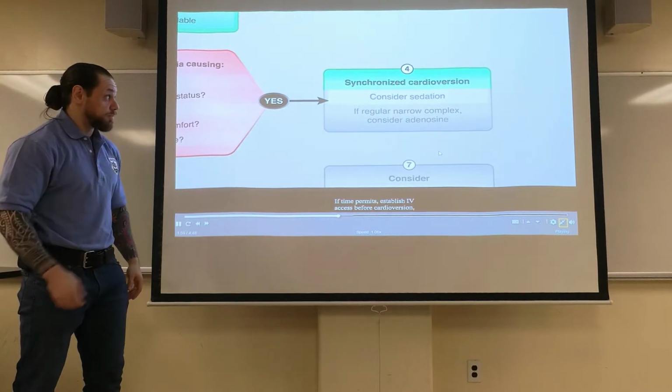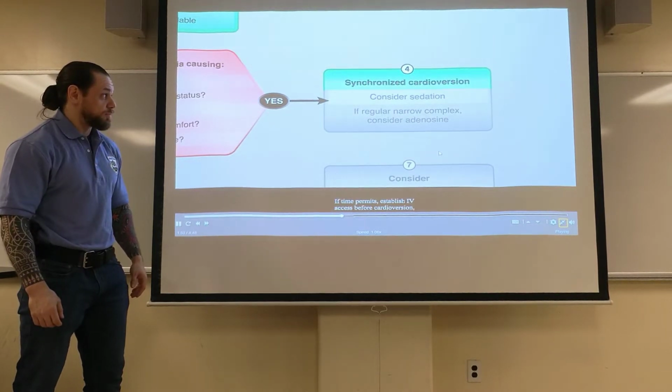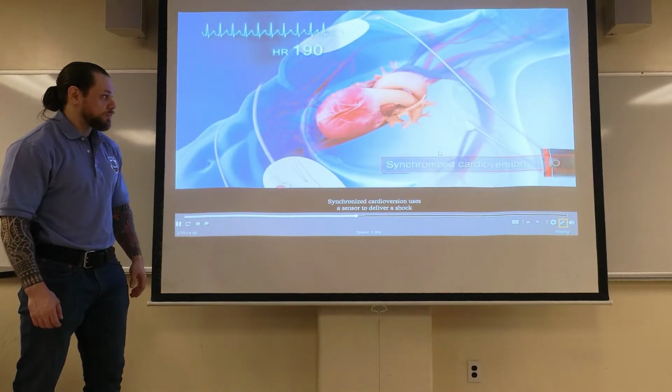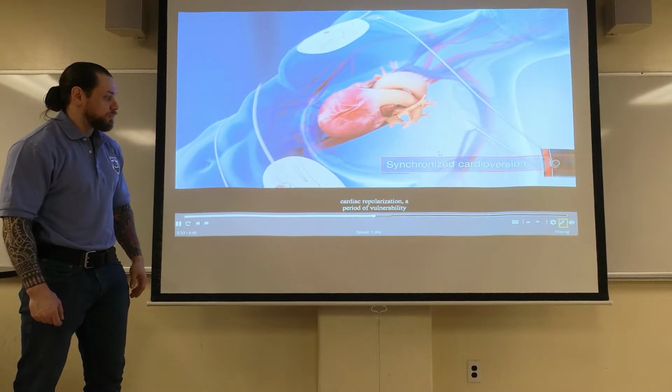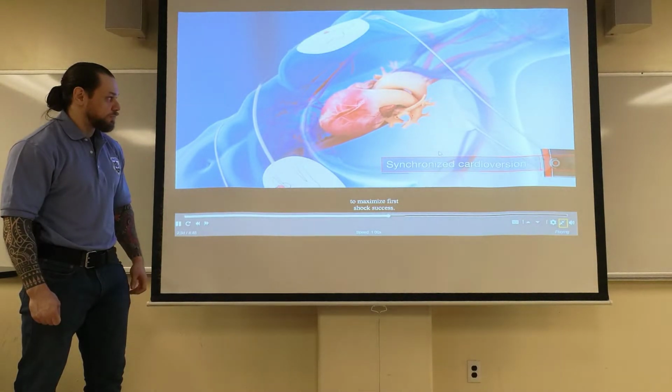If time permits, establish IV access before cardioversion and administer sedation if the patient is conscious. However, don't delay cardioversion if the patient is extremely unstable. Synchronized cardioversion uses a sensor to deliver a shock synchronized with a peak of the QRS complex, the highest point of the R wave. Synchronization avoids the delivery of a shock during cardiac repolarization, a period of vulnerability in which a shock can precipitate VF.